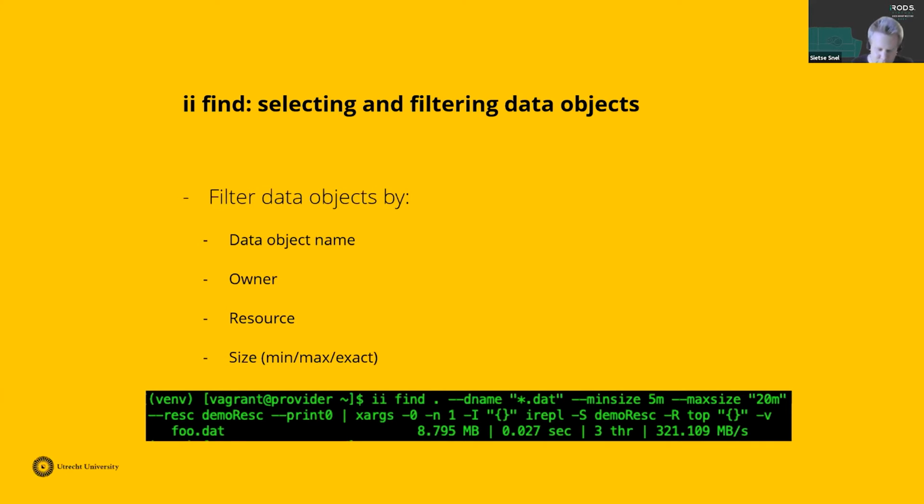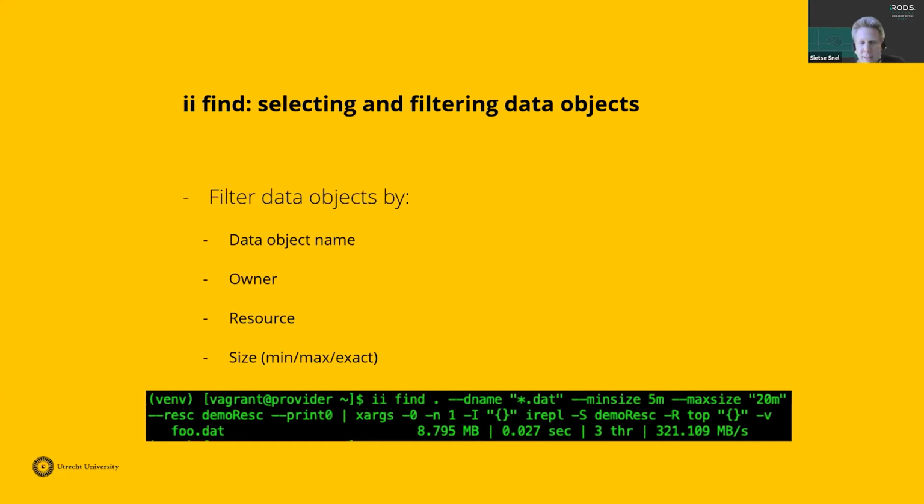The next tool is find, and it basically addresses the scenario where you want to select a couple of files or data objects and run some command on them. So in Linux, you would usually use the find command to select files and then use something like xargs or parallel to feed it to another command. Well, the II find command is an attempt to translate the basics of that to iRODS.